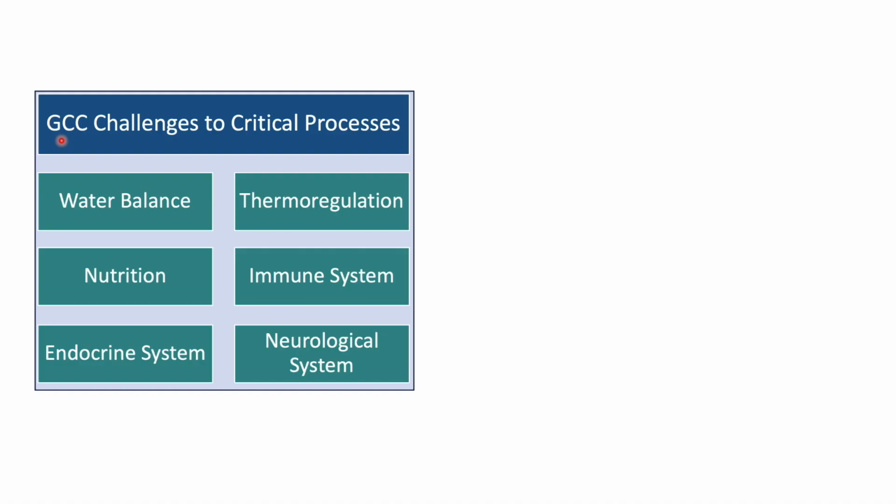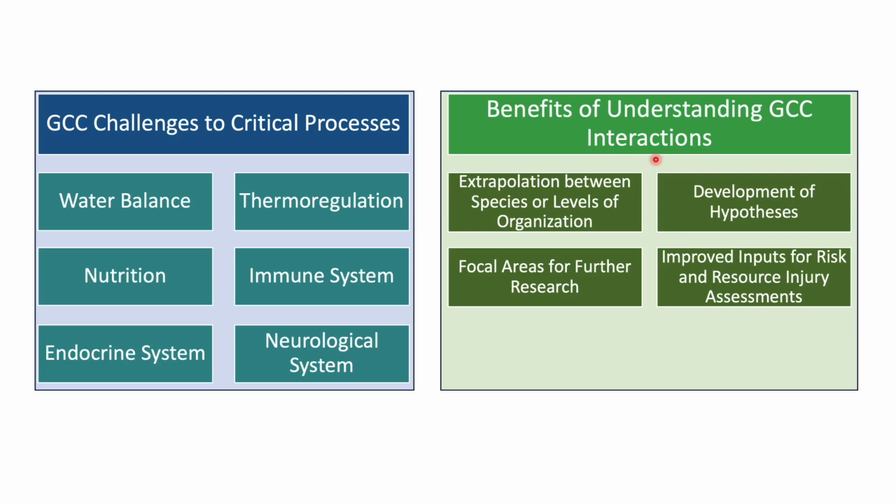Let us look at the global climate challenges to critical processes like water balance, thermoregulation, nutrition, immune system, endocrine system and neurological systems. So what are the benefits of understanding the GCC's interactions? Basically, the extrapolation between species or levels of organization, development of hypotheses, focal areas for further research and improved input for risk and resource injury assessment. So in the accompanying text module, you will get more information about the challenges to critical processes and the detailed discussion is given there.